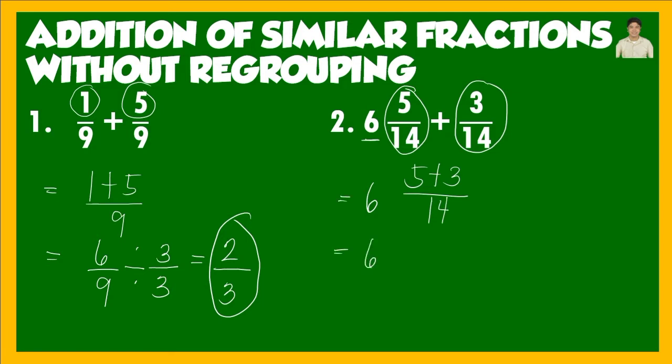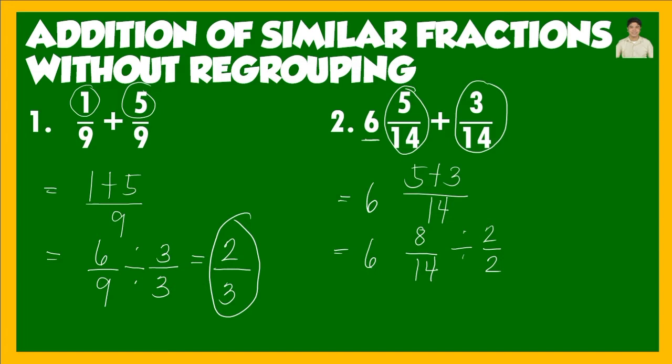So 5 plus 3, that is 8 over 14. So kailangan po natin i-simplify yung 8 over 14. So ano ang GCF ng 8 and 14? That is 2. So kailangan natin i-divide both numerator and denominator by 2.